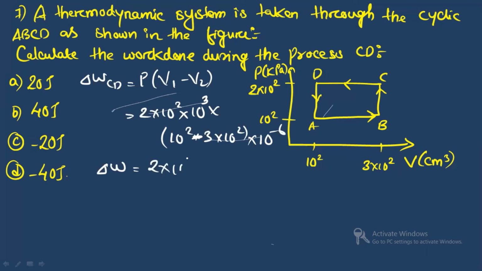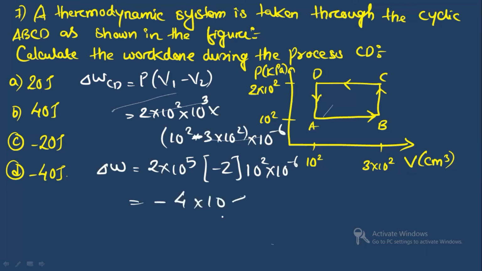Now you see delta W will be equal to 2 into 10 to the power 5, times (1 minus 3, which is minus 2), 10 to the power 2 I'm taking common, into 10 to the power minus 6. So here this will give you 5 and 7, this is 2 to the 4, minus 4 into 10, this will be joule. So it will be minus 40 joule. Clear? The correct option is D. Just the values you have to take from the graph and write the formula of the work done.